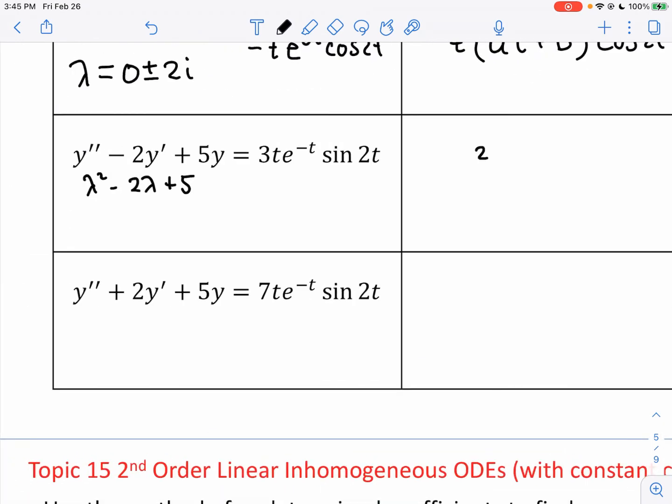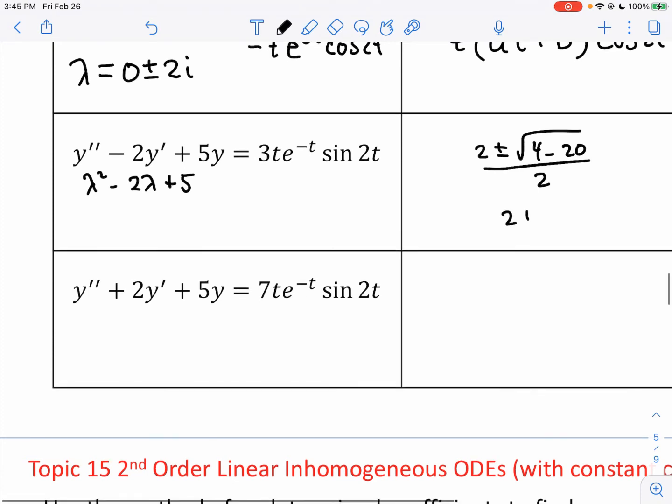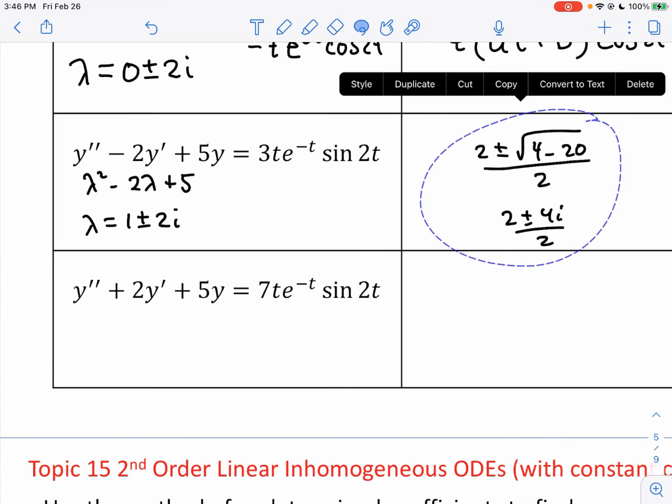So we have negative b, 2, plus or minus the square root of b squared, which is 4, minus 4ac, so that's minus 20, all over 2a. That's going to be 2 plus or minus the square root of negative 16, that's a 4i, all over 2. So 1 plus or minus 2i are our roots. Let me get rid of that now.